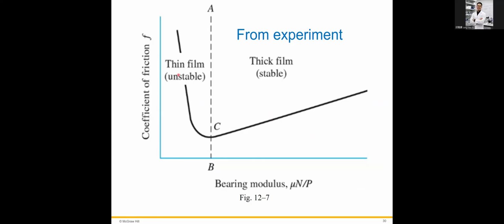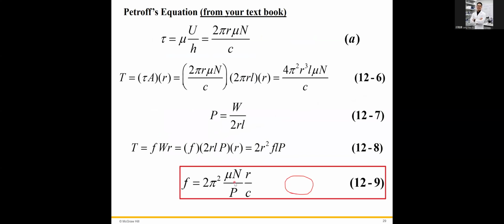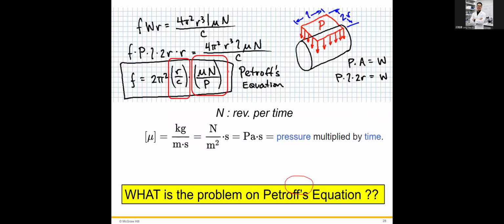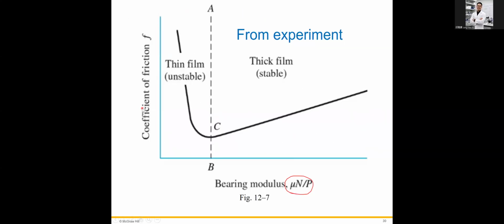So if we plot this figure of the friction coefficient corresponding to the bearing modulus... what is the bearing modulus? The bearing modulus equals mu N divided by the pressure, right? If you still remember Petrov's equation, from this equation, this term defines the bearing modulus. Okay, so if we plot those figures related to the friction coefficient corresponding to the bearing modulus, we'll see.